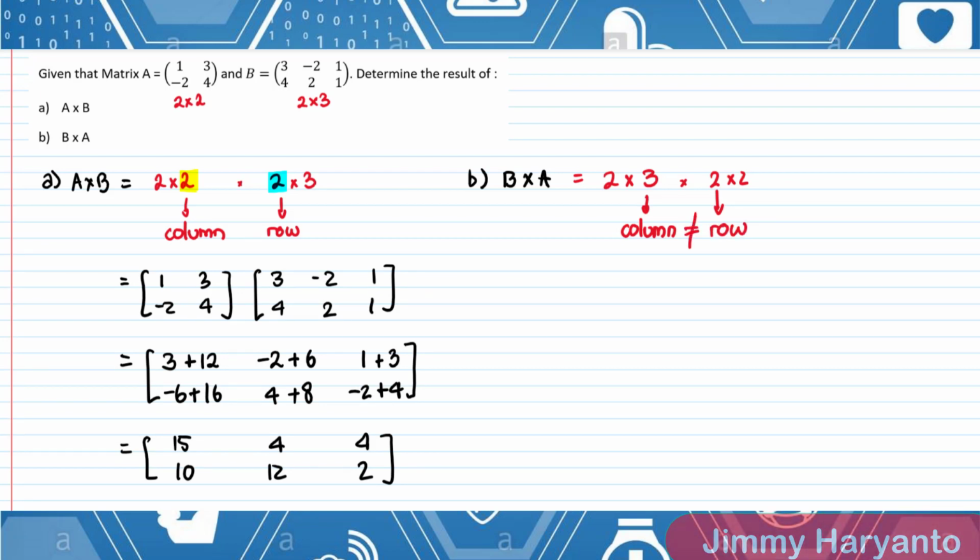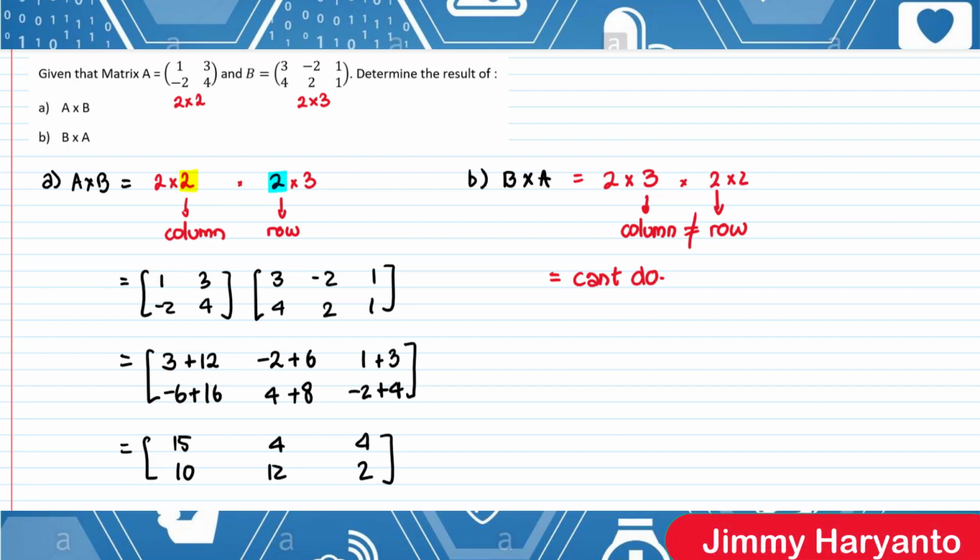If the number of columns for the first matrix is not the same as the number of rows for the second matrix, you cannot do multiplication. So you cannot do this. Cannot do. There you go. So you have to analyze the dimension first. If you cannot do the multiplication, just say cannot do, just like that.